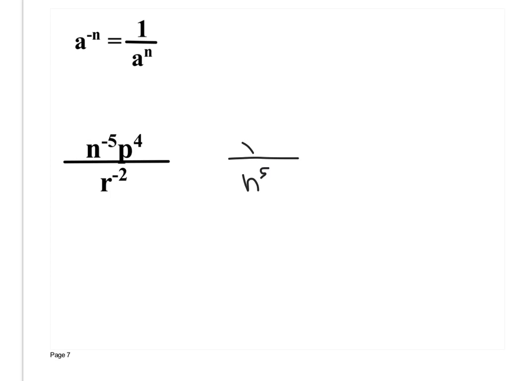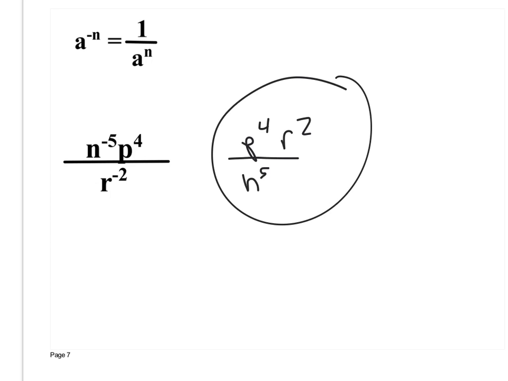P to the 4th, I'm not going to do anything to, because it's already a positive power. R to the negative 2, because it's already on bottom, what I do is I put it on top. That's what I mean by flipping it. The book just says make it a denominator, but in this case, you don't make this a denominator, you make it a numerator. You flip it. So wherever it is, you put it on the other side. This would be your answer here: p to the 4th, r squared over n to the 5th.